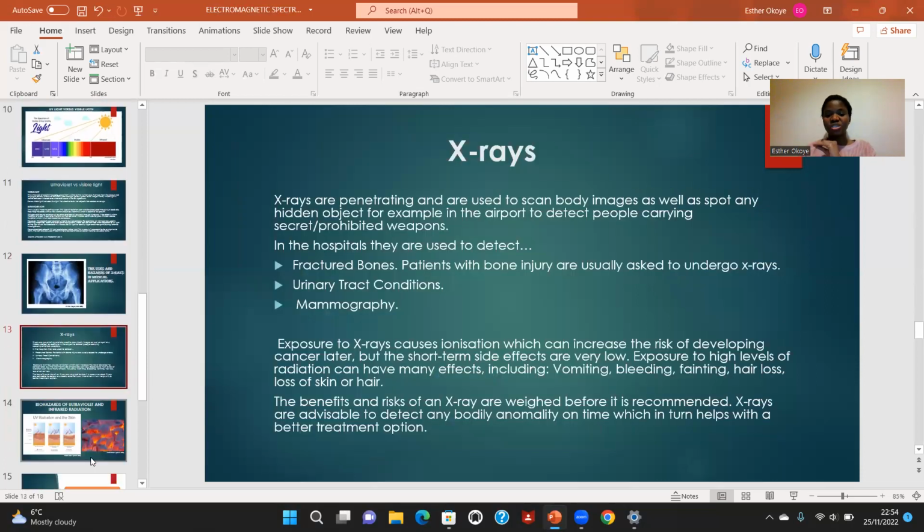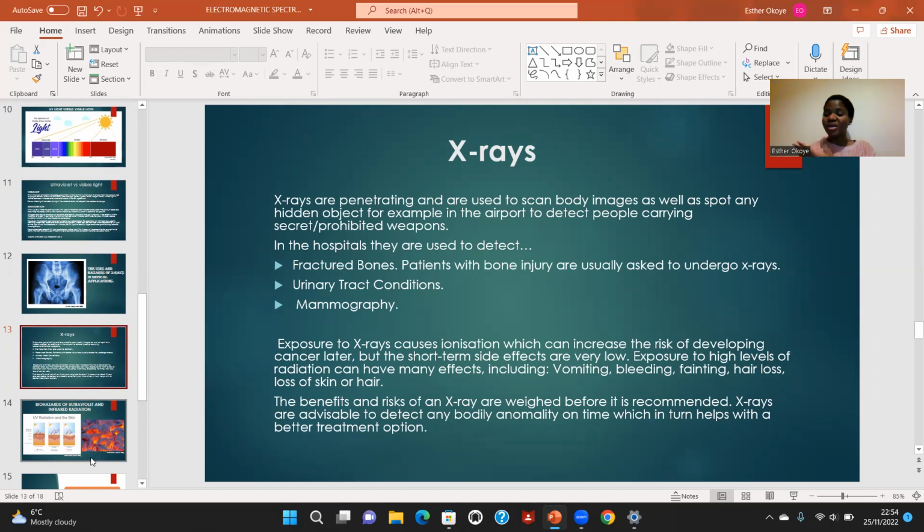What are X-rays? X-rays are used to scan body images as well as spot any hidden object. For example, in the airport, to detect people carrying prohibited weapons, prohibited equipment. In the hospitals, they are used to detect fractured bones. Patients with bone injury are usually asked to undergo X-rays, urinary tract conditions, mammography. This can all be spotted through X-rays.